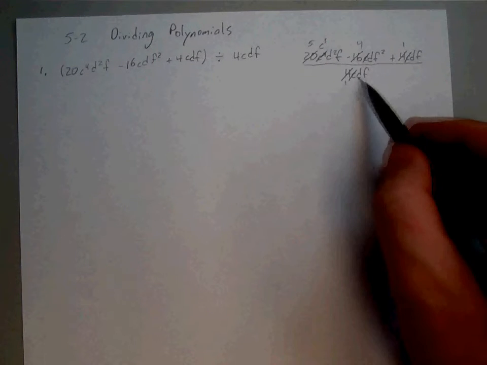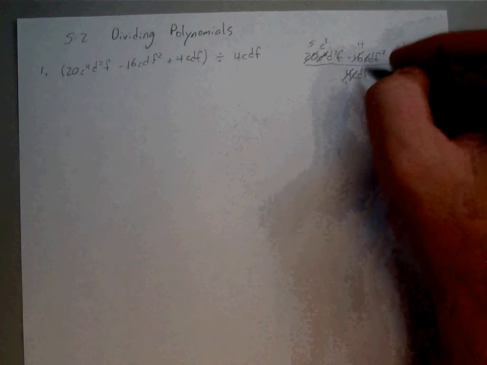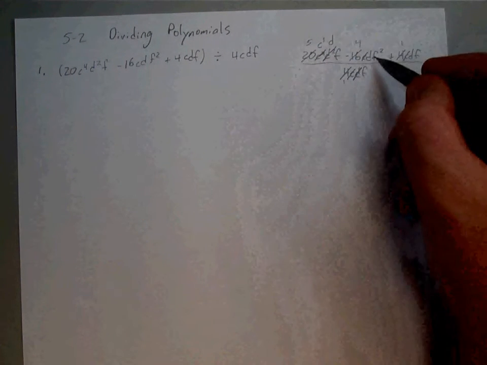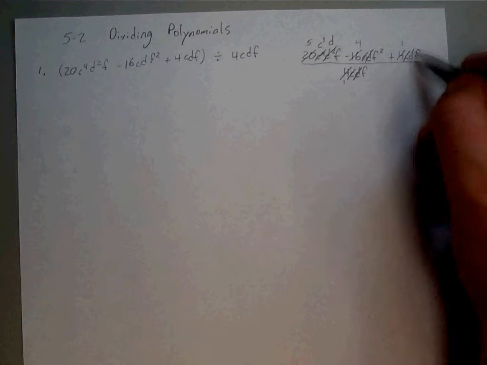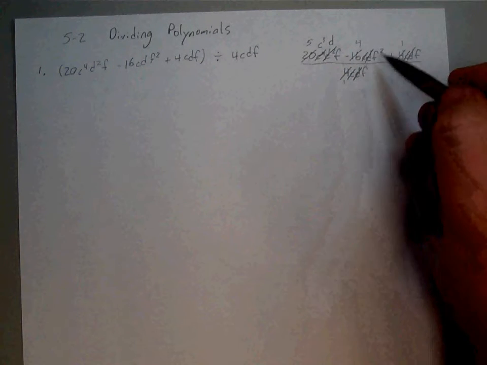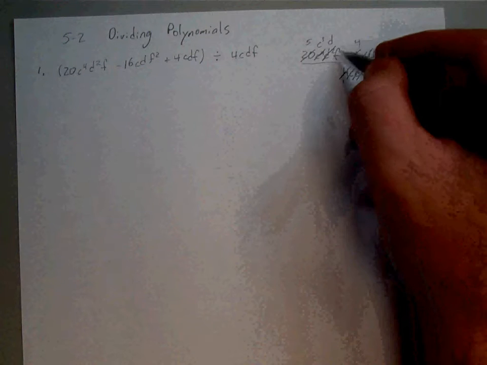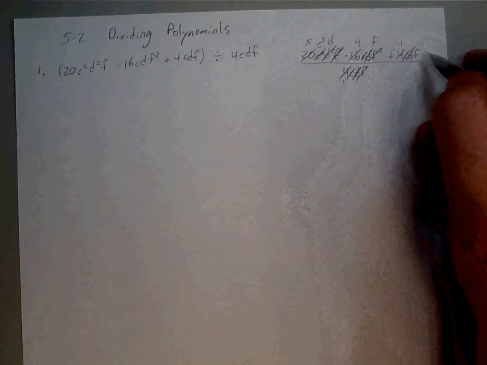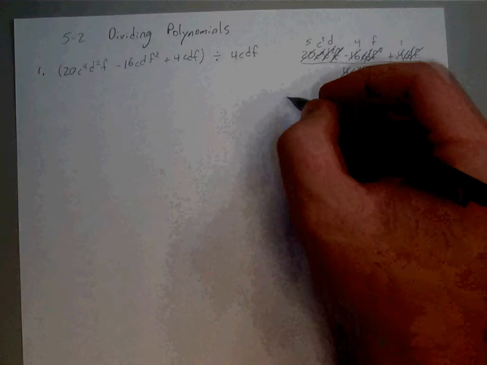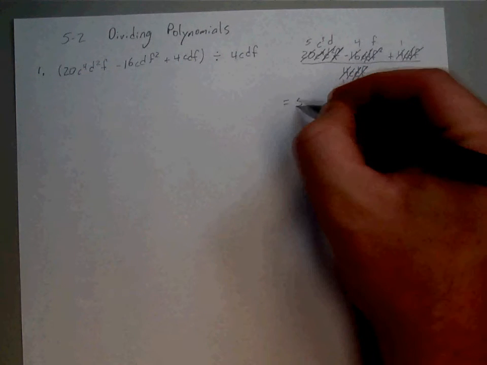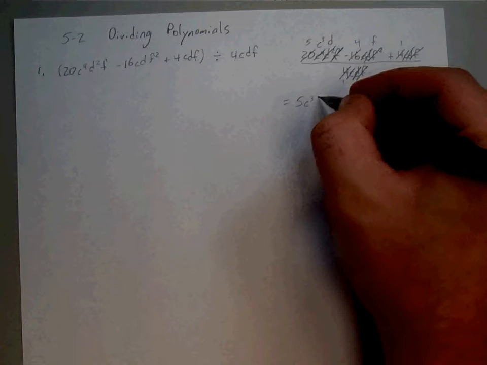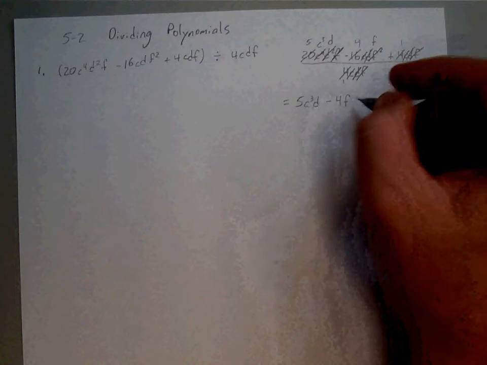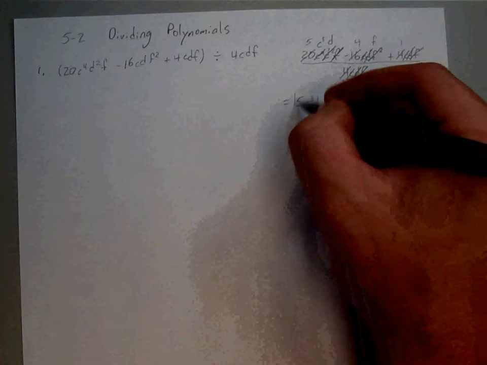Do the same thing with d. Does everything have a d? Yes, it does. So I can get rid of the d. D squared becomes just d. That entire d is gone, that entire d is gone. With f, everything has an f. So f's gone there, my entire f's gone there. F squared becomes just f. And that entire f's gone. So in total, I get 5c cubed d minus 4f plus 1. It's all over 1, so I don't need to write it as a fraction.